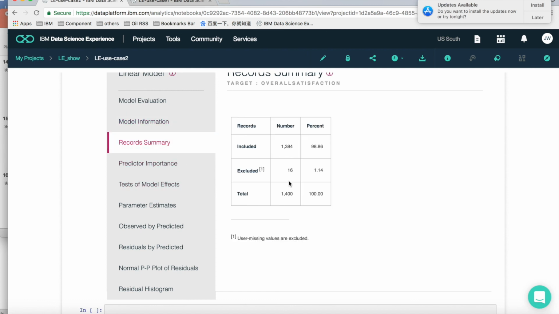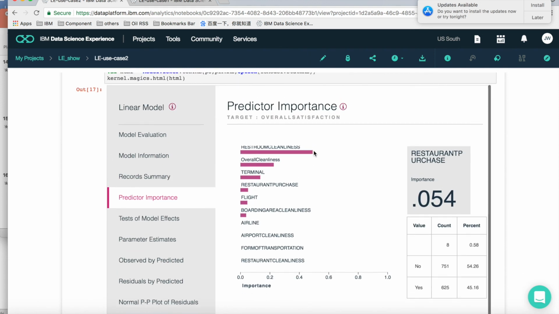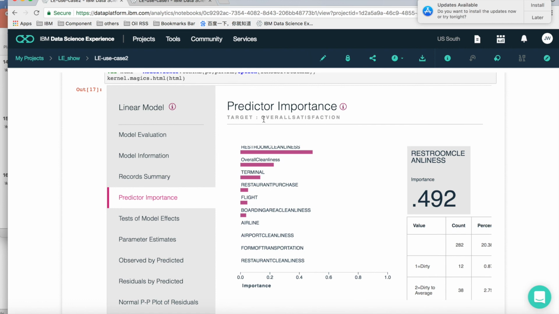Record summary: the model excluded 16 records because there are some missing values. Records with missing values are excluded. So the total number is 1,384.